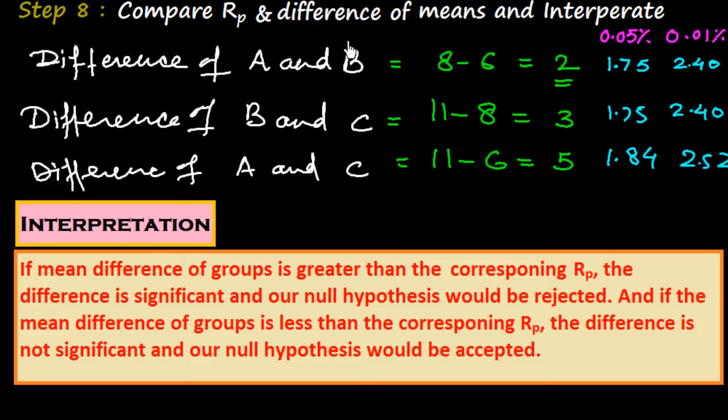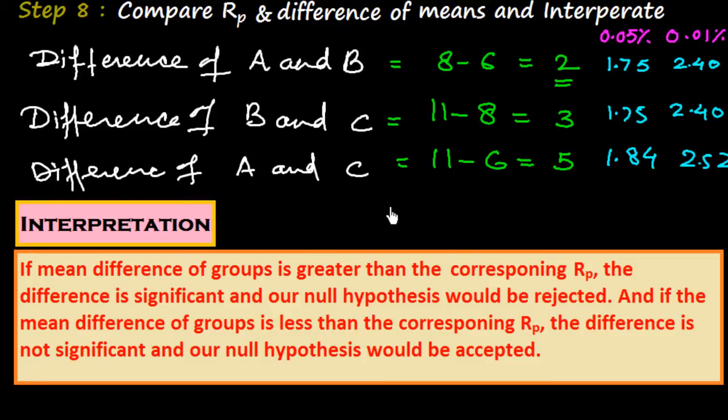Now look at how to interpret this. We have got all the mean differences: 2, 3, 5. The mean difference for groups A and B is 2, B and C is 3, and A and C is 5. At 5% we have got the RP for A and B as 1.75. For two groups it is 1.75, and for three groups, A and C, taking the difference of the smallest and largest mean, which includes all three groups, we get the value 1.84. At 1% we see 2.40, and for three groups 2.52.